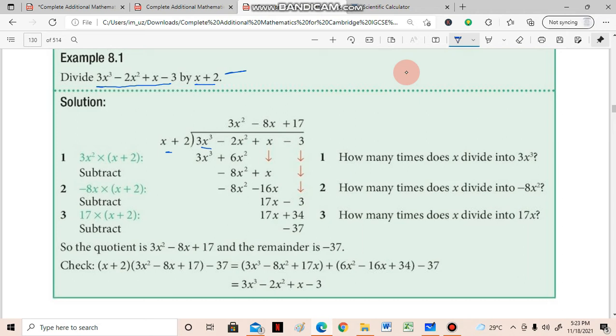Okay, the very first thing that we have to see is the first term over here. We know that the first term is 3x cubed. Now we have to see which term we will multiply x with to get 3x cubed. So we know that if we multiply x with 3x squared, we will get 3x cubed, right? So this is the first step.